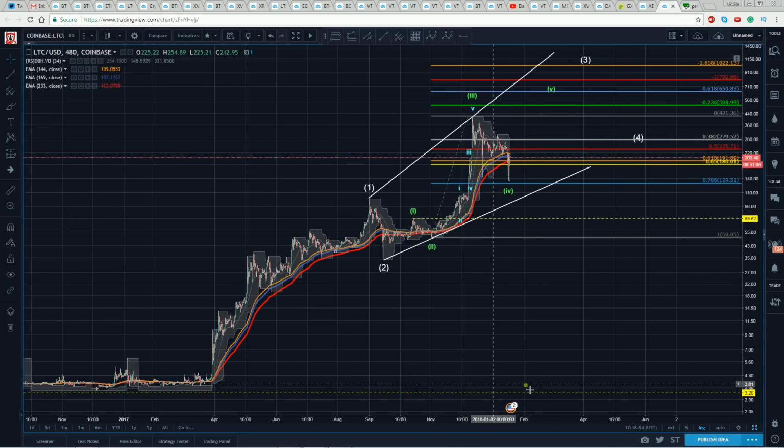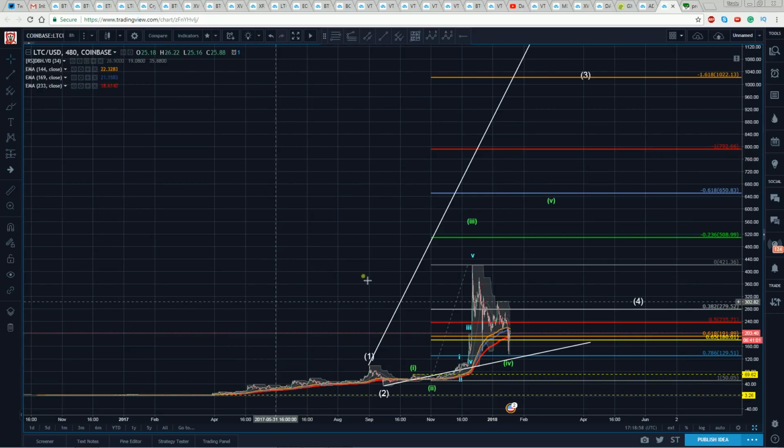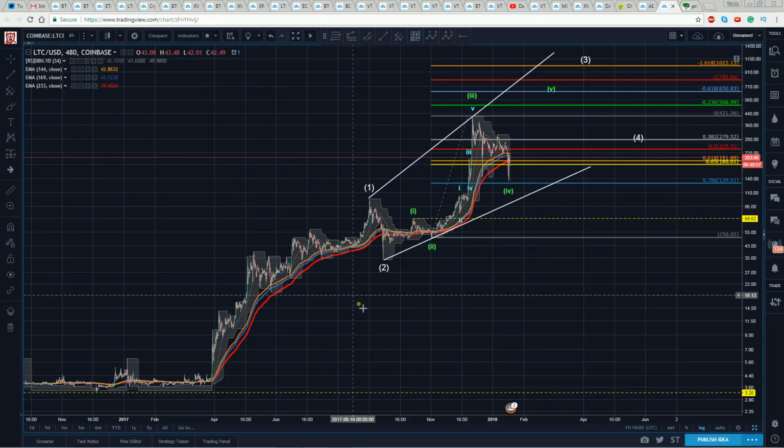And take note here, I do have it in log scale. So if I take it out of log scale, it's hard to get any perspective on it. So this just helps us get the separation so we can see the wave count a bit better. So all I've done here is just wicked off the lowest low that I could get on GDAX here, which is about $3.25. So it's reasonable to assume that we put in a 1-2.